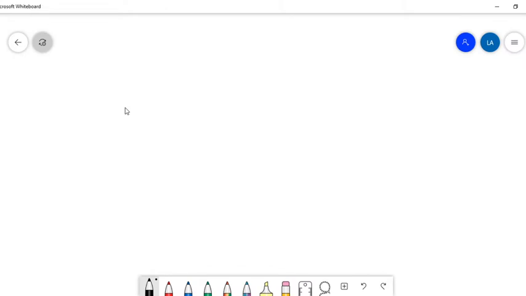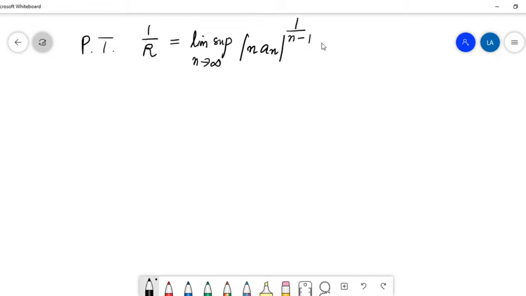Okay. Now that we have the question for the day to be solved by you, we are thinking about something else. Okay. So what we wanted to prove was that 1 by r is equal to limit supremum n tends to infinity (modulus of n into an) the whole raised to 1 by n minus 1. This we have to prove. Okay. So now we are thinking about this session.